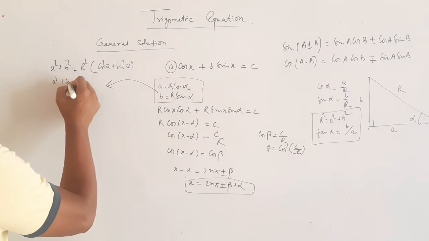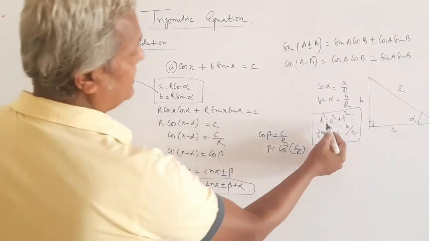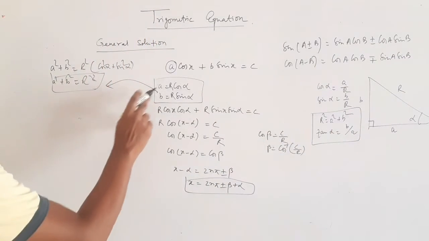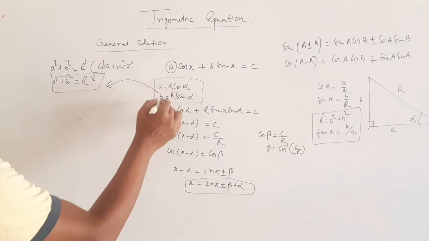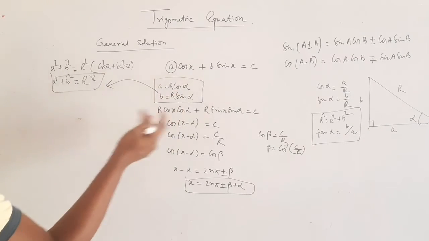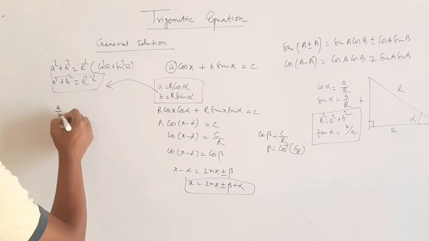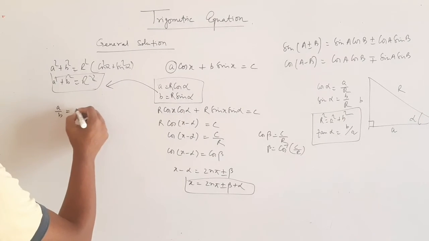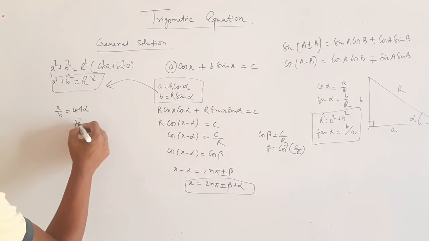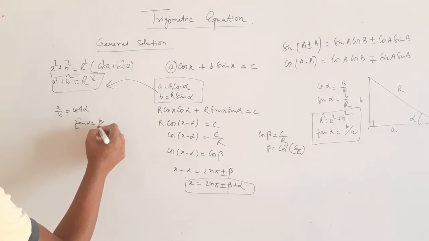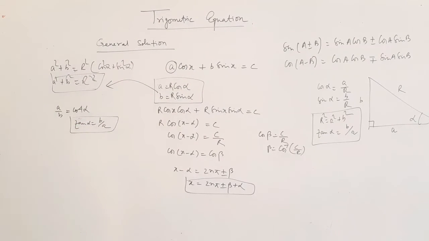So a square plus b square is just r square. The same thing that I found there: a square plus b square is r square. And now if I want to get rid of r, I have to divide the second equation by the first equation. So I can say that a by b, the r cancels, will give cot alpha. If you are happy with tan alpha, then you can write tan alpha is b over a, and this way you can find the relation. So this is how this kind of equation can be solved.